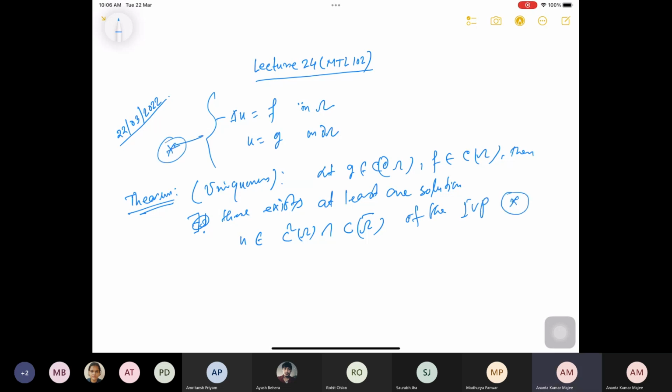What it says does not guarantee whether the problem has a solution or not. It says that if this problem has a solution, that means u is in C2 omega intersection C of omega closure such that it satisfies star, then it is unique. We cannot have two solutions, u1 and u2, that satisfy this equation. Then u1 must be u2. That is the uniqueness theorem.